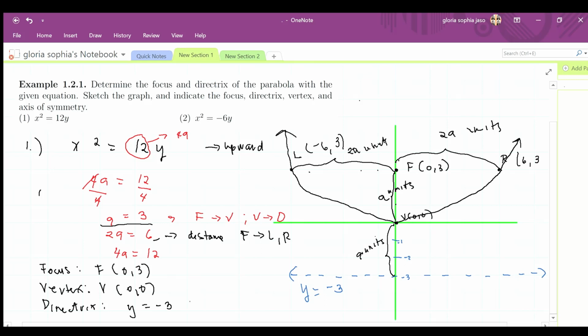And then the axis of symmetry is this vertical line. So notice class that the parabola is symmetric with respect to the axis of symmetry. Or when we fold the parabola through this line, the parabola will coincide. Half of the parabola will coincide. So the axis of symmetry is the line x equals 0. So this vertical line.